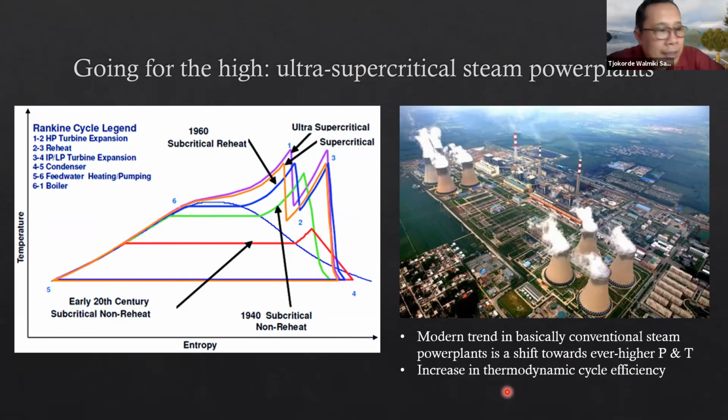Now, can anybody tell me what is the penalty or the risk of going for the high, going for the high pressure and temperature in a boiler? This is the upside, right? The upside is we get an increase in cycle efficiency, but is there any downside to this? It costs more, sir? Yes, in terms of what?